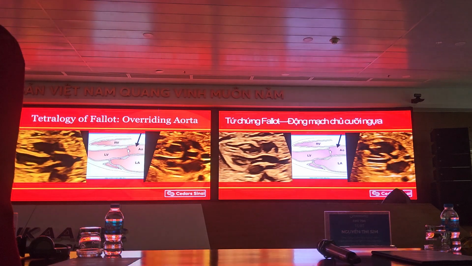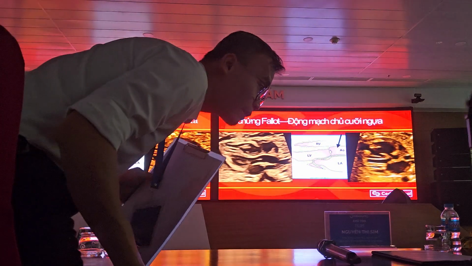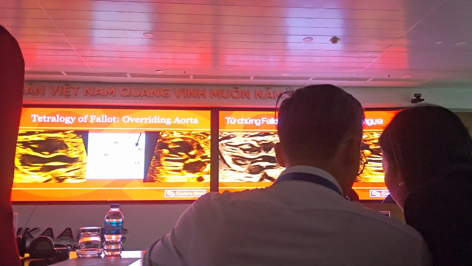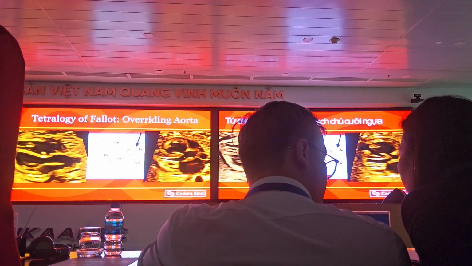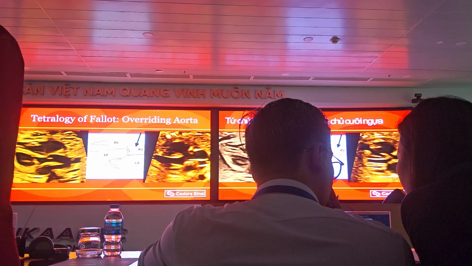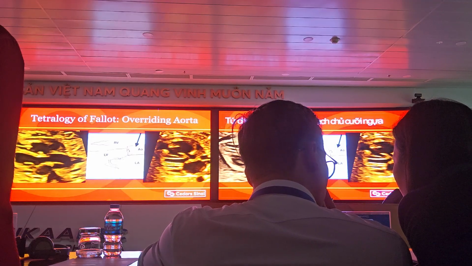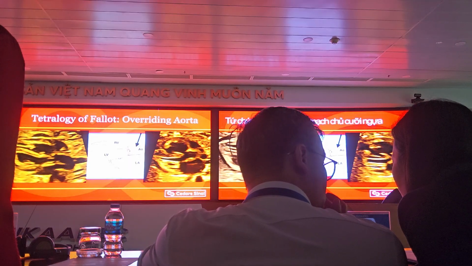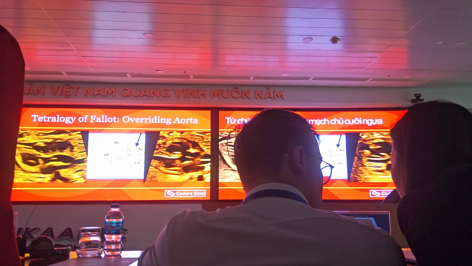Here are more views I showed you earlier. Normal on the left, and then abnormal on the right. The arrow just shows that the ascending aorta is quite big, and you can see the override. The ascending aorta is very important because if the ascending aorta is small, as I mentioned earlier, that's a sign for coarctation. If it's big, it can be a sign for tetralogy.